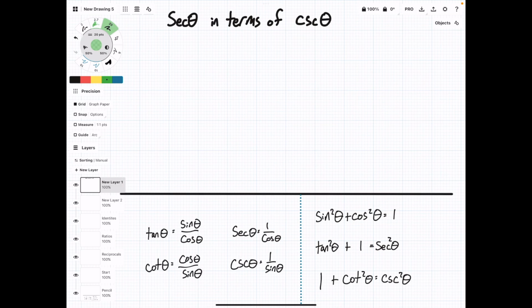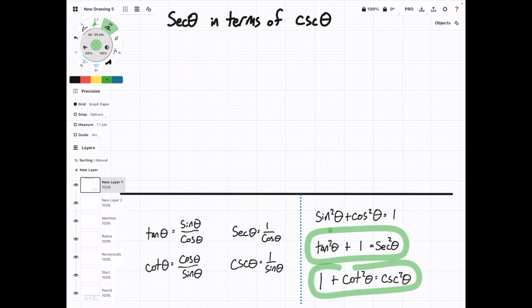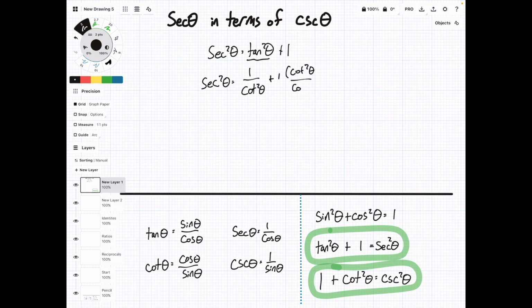To solve for secant theta in terms of cosecant theta, we're going to use this identity here, which has secant in it, and then this one, which connects cosecant to cotangent. So let's write out what we have. We have secant squared theta equals tangent squared theta plus 1. Then I want to rewrite tangent as 1 over cotangent. So this is going to be secant squared theta equals 1 over cotangent squared theta plus 1. And I want to get like terms here, so I'm going to multiply this by cotangent squared theta over cotangent squared theta.